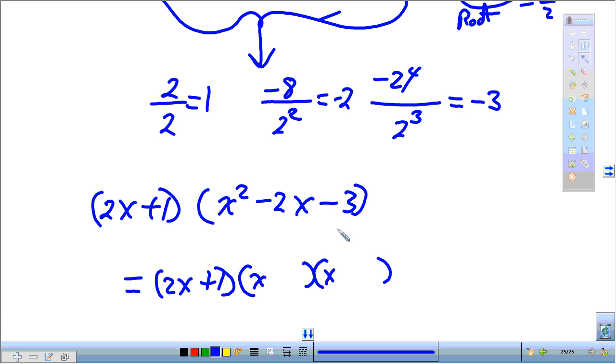The factors of 3 would be 1 and 3, one of which has to be negative. So either plus 1 minus 3, or minus 1 plus 3. If I use this combination, then the sum of the two is the minus 2.